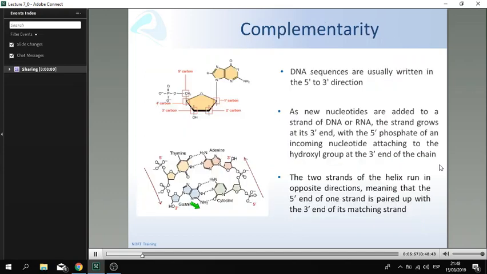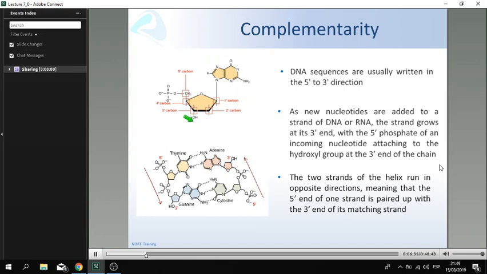We often talk about complementarity when we talk about these nucleotides, and it's just the way that they bind to each other and create a double helix. So DNA sequences are usually written in the 5' to 3' direction, and what that means is that we are just talking about the carbons that are involved in bonds between different nucleotides. So you can see we have 1' carbon, or the first carbon, that's the carbon that has this nitrogenous ring attached. Then we have the 2nd carbon.